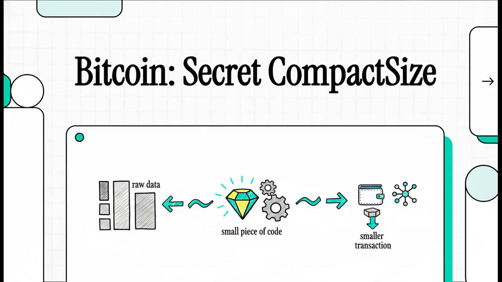All right, today we're going deep, really deep, into the raw data of the Bitcoin network. We're on a bit of a micro-investigation, a treasure hunt really, to uncover this hidden gem of efficiency. It's a tiny but absolutely brilliant piece of code that helps keep Bitcoin transactions as small as humanly, or, well, digitally possible. So let's get into it.